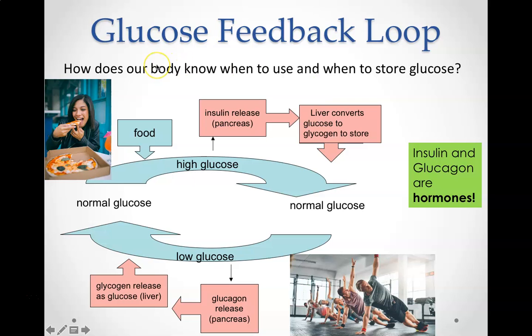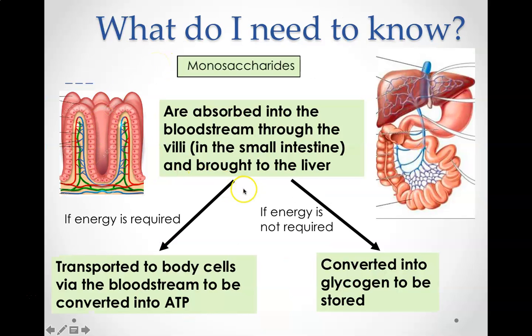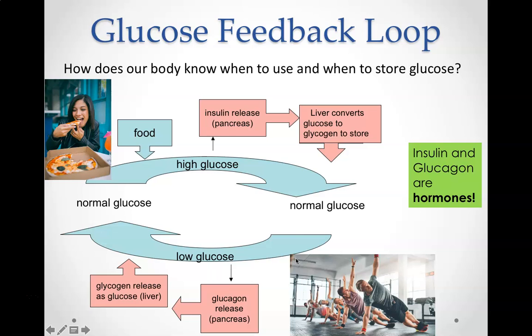So how does our body know which pathway to go on? If we need to go this way or this way, how do we know what to do? So we're going to look at something here called the glucose feedback loop. And this is how our body knows when to use and when to store glucose. So we're going to break this down. I know this kind of looks like a confusing diagram here, so let's just break it apart.